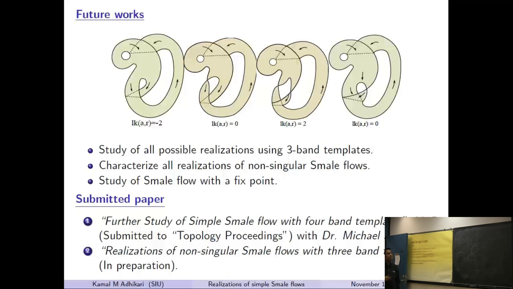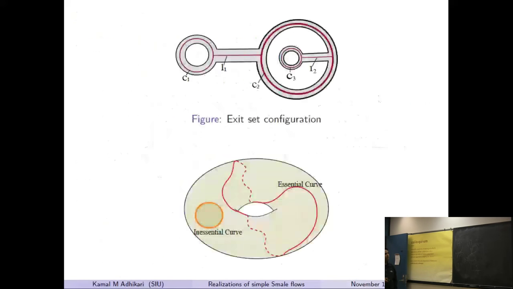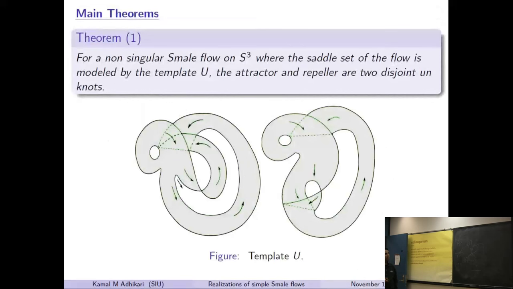Because this is one band, this is one band, this is one band. If we take this intersection there, we will get here. This is a three band template. One band is this, one band is this, and one band is this. And this is the same as this because we can take this to here.